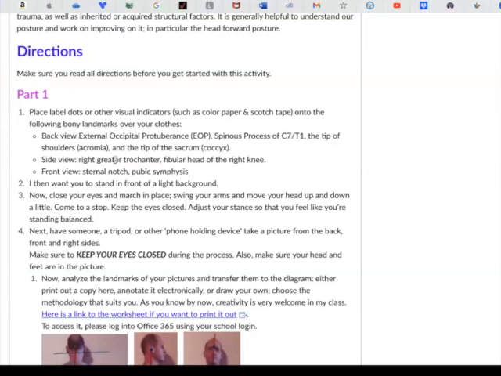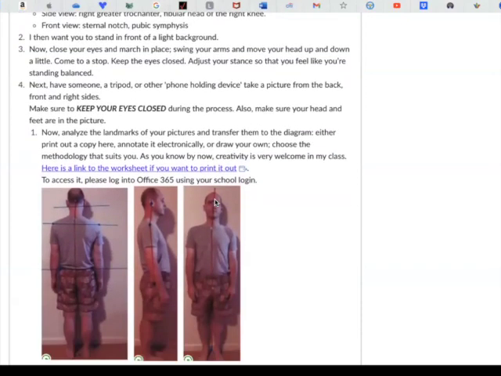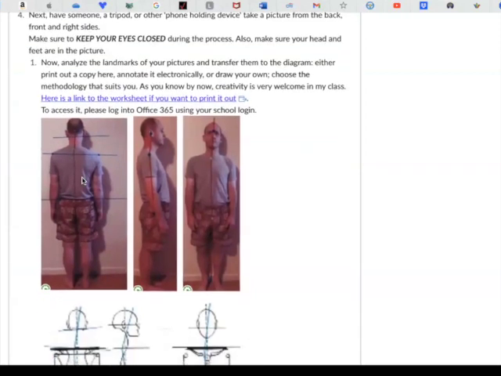Before you do that, you put different labelings or colorings or little dots or colored tape on as landmarks, in the places I'm spelling out here. Those are the terms you're learning in the label and coloring activity, so they're all there as well. Then you take those pictures of yourself and analyze your posture.